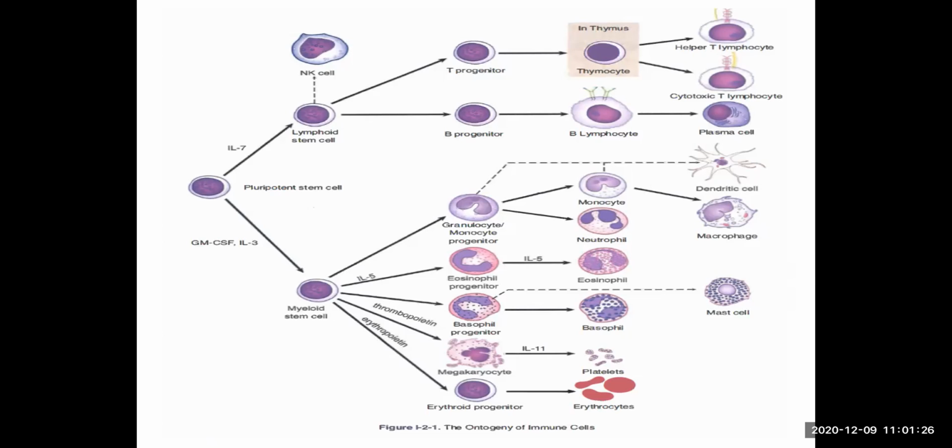Dendritic cells are present in different areas. Dendritic cells are a very important type of antigen presenting cell, so we cannot localize them to a particular site. Actually, they are present in many other areas. Fine. Another is neutrophil. Now, eosinophil progenitor develops into eosinophil. Basophil progenitor develops into basophil.